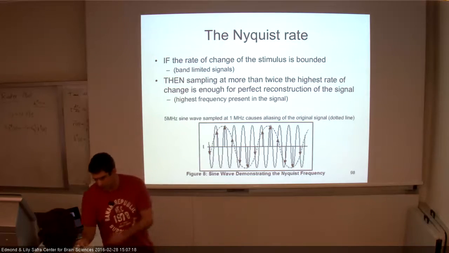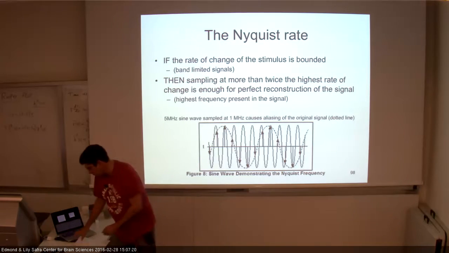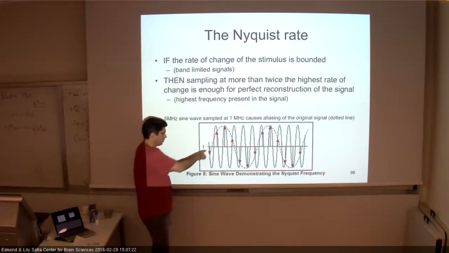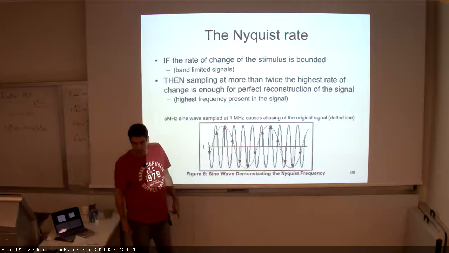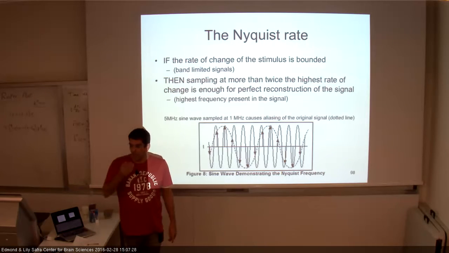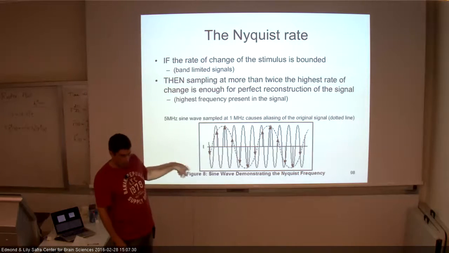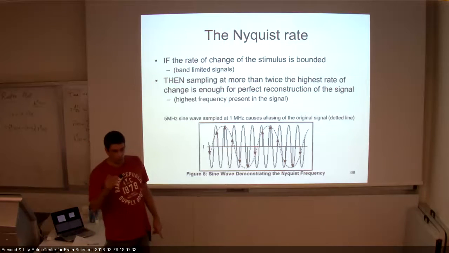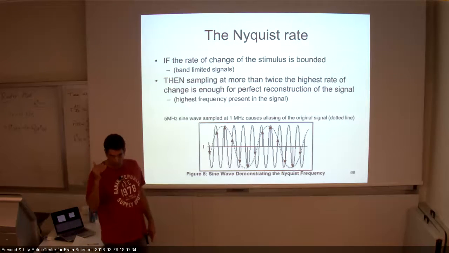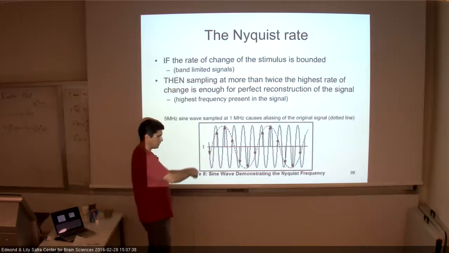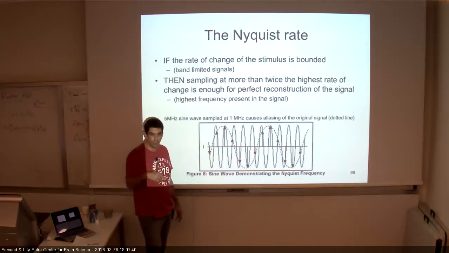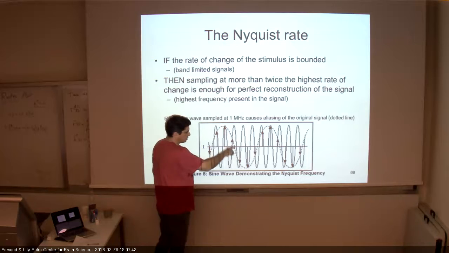If you sample it a little more, you will still be able to capture the frequency change of the stimulus itself. It's not enough to capture the full amplitude, but if you go just a tiny bit over twice the sampling rate, you will capture the change in frequency. If you do it slower, you will cause what's called aliasing.